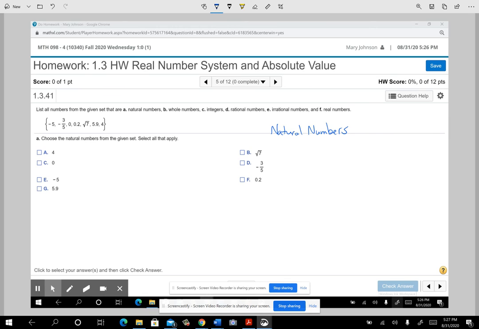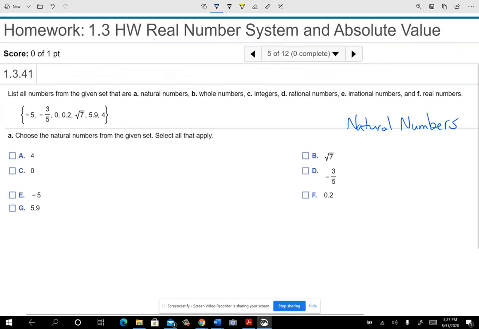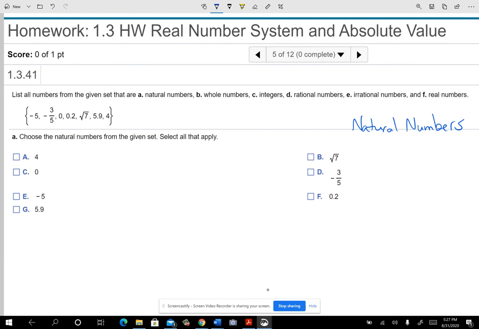All right, so I'm looking in that box, and it wouldn't be -5, can't have negatives, okay? It wouldn't be -3/5 or 0 or 0.2 or square root of 5 or 5.9, but you see that 4? Let me stretch this out a little bit so you can see it better. Okay, this is the only natural number.